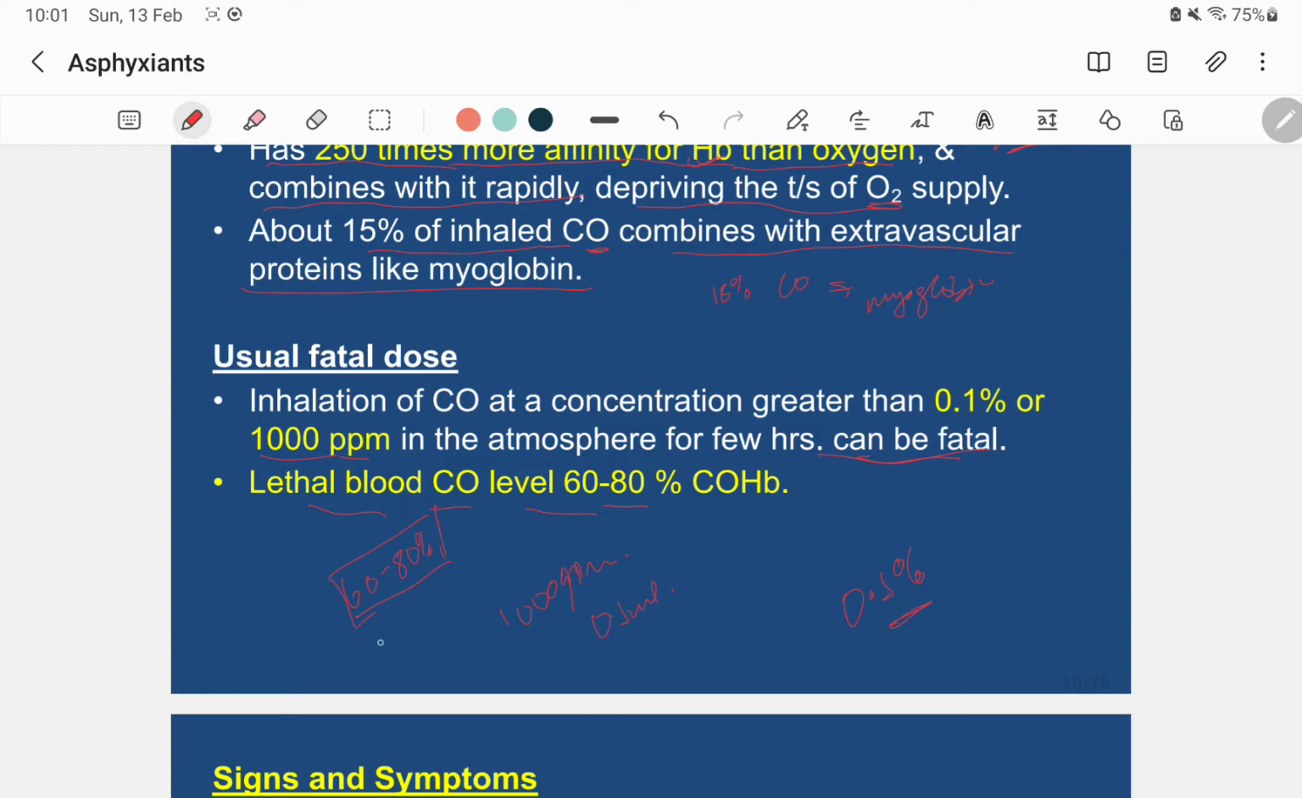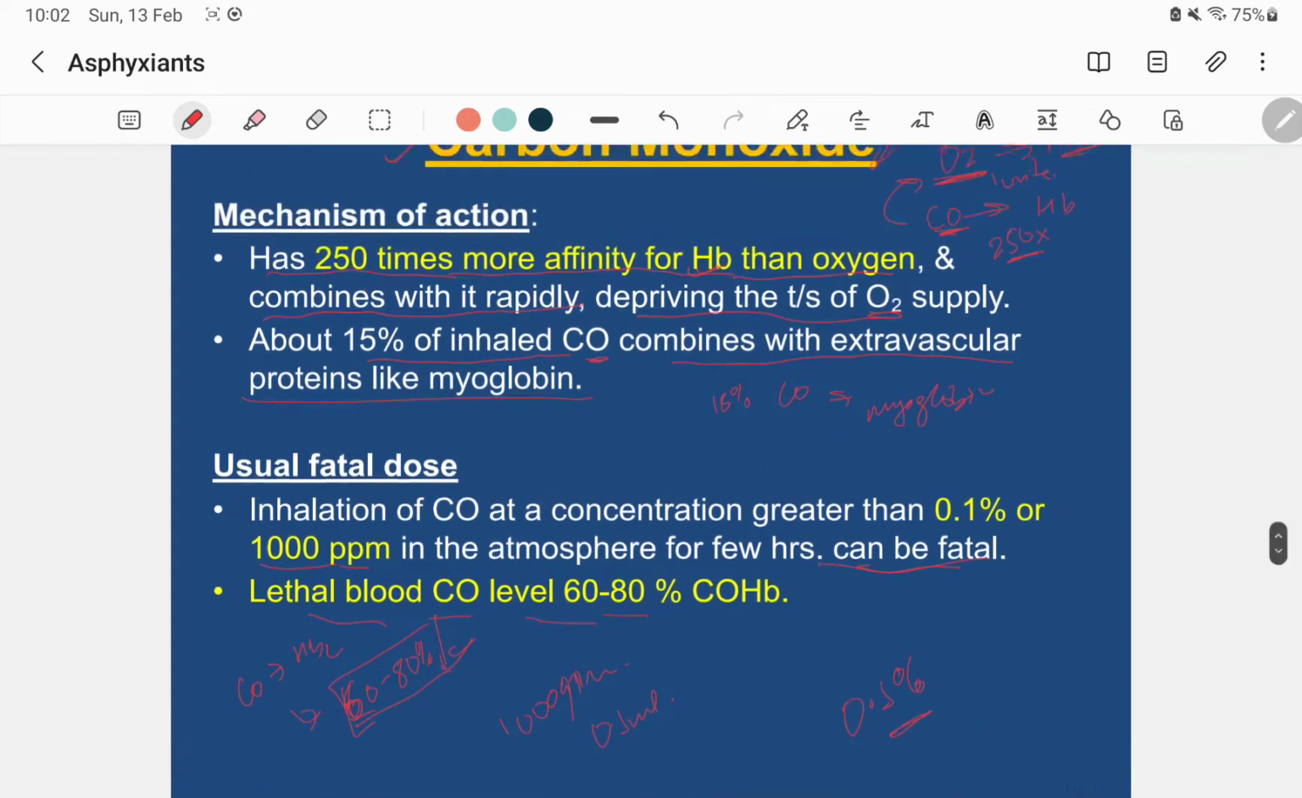But we also have to be very much aware that carbon monoxide has a high affinity to hemoglobin. So attaining 60 to 80 percent is not such a big deal. The numbers may look big, but it is not so big with an asphyxiant that has 250 times more affinity to a hemoglobin molecule.